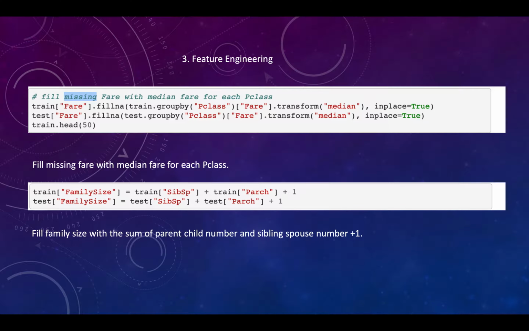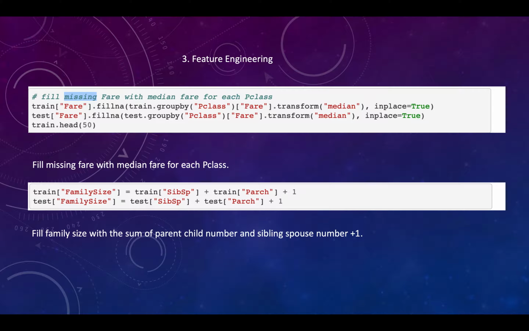And there's also some missing value in the fare column, so we also fill in the missing fare with the median fare for each P class. So if this person belongs to class 1, then we will fill the missing value by calculating the median number of that P class.